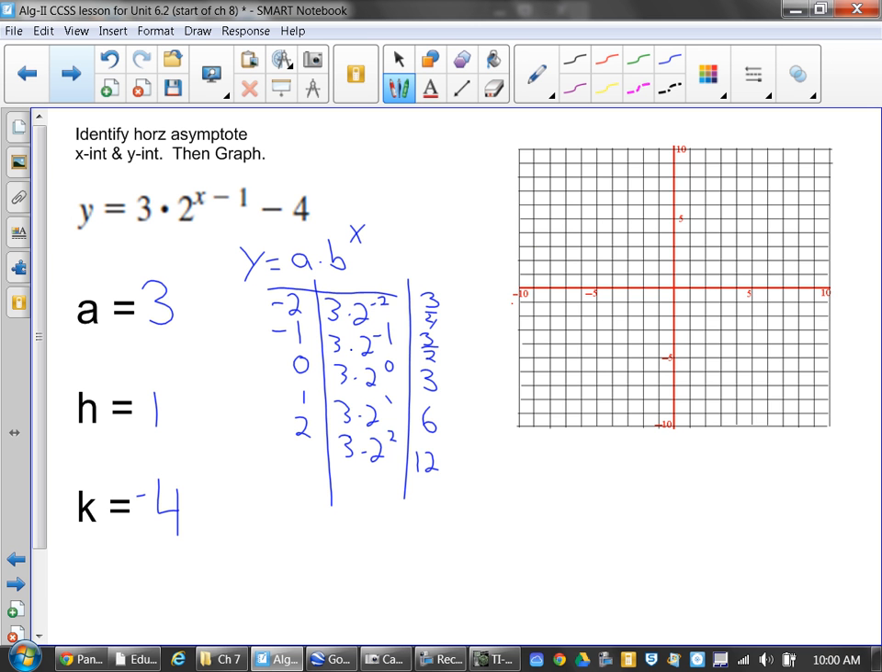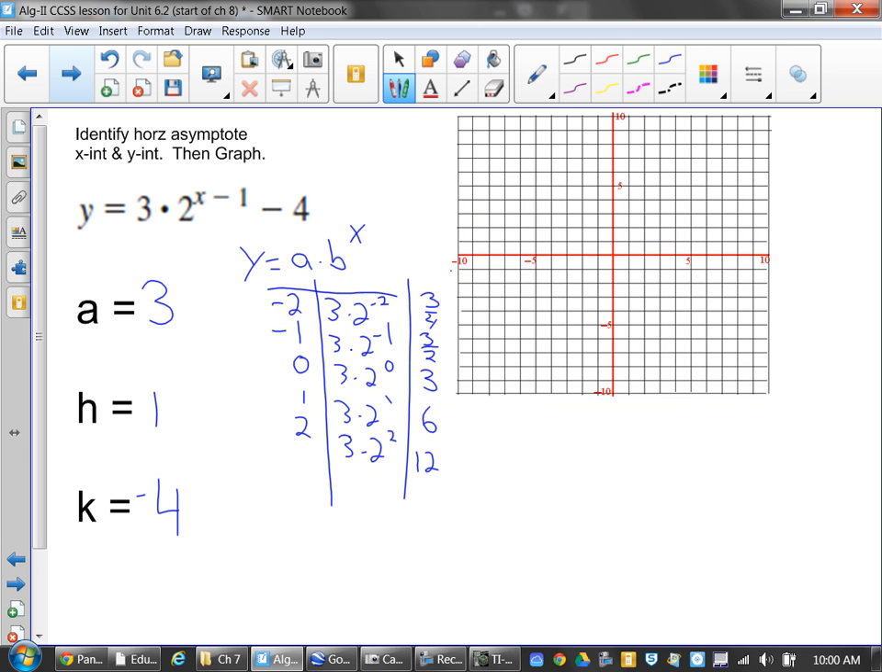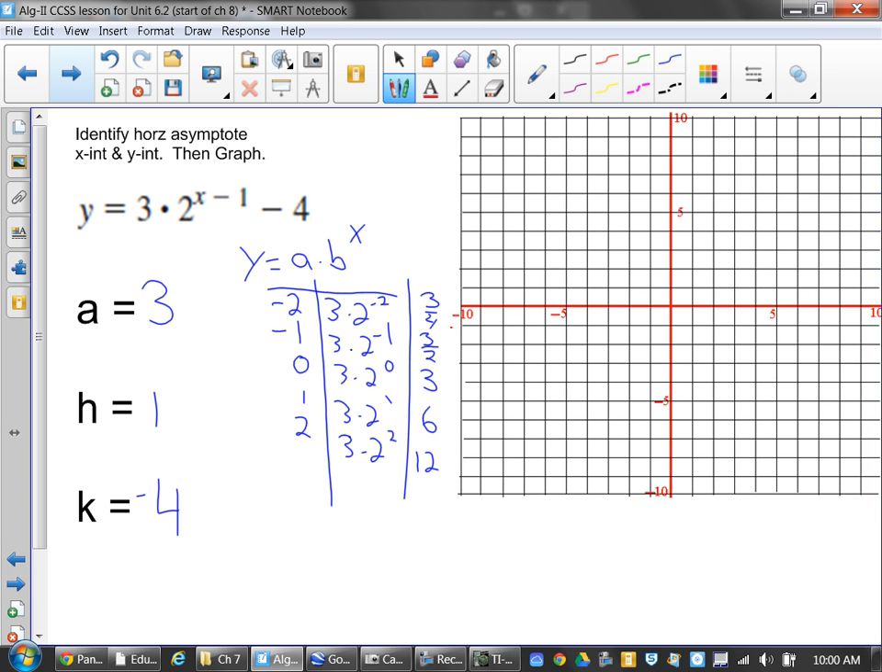So when I start my plot, we're always going to plot the parent graph. The parent graph, when we have shifted exponential growth, exponential decay, and eventually logarithms, it's the A and B, which is usually what we're going to start with. H's and K's come in after that. Okay. So at -2, we're at 3/4. At -1, we're at 3/2. At 0, we're at 3. At 1, we're at 6. And at 2, we're up here at 12.